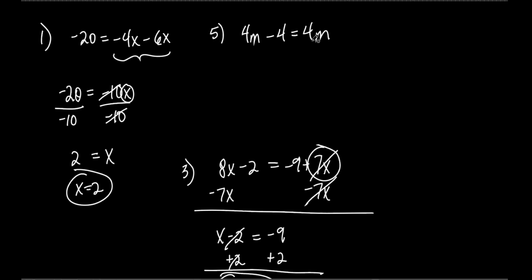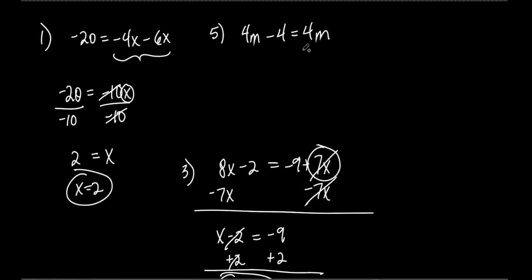Let's check this out. I got a 4m on the right side. I got a 4m on the left side. So what do I want to do here? Get the m's on the same side normally, right? Okay, so I could move this 4m over here to the right, or I could take this 4m and move it to the left. What would you rather do? Move this to the left?